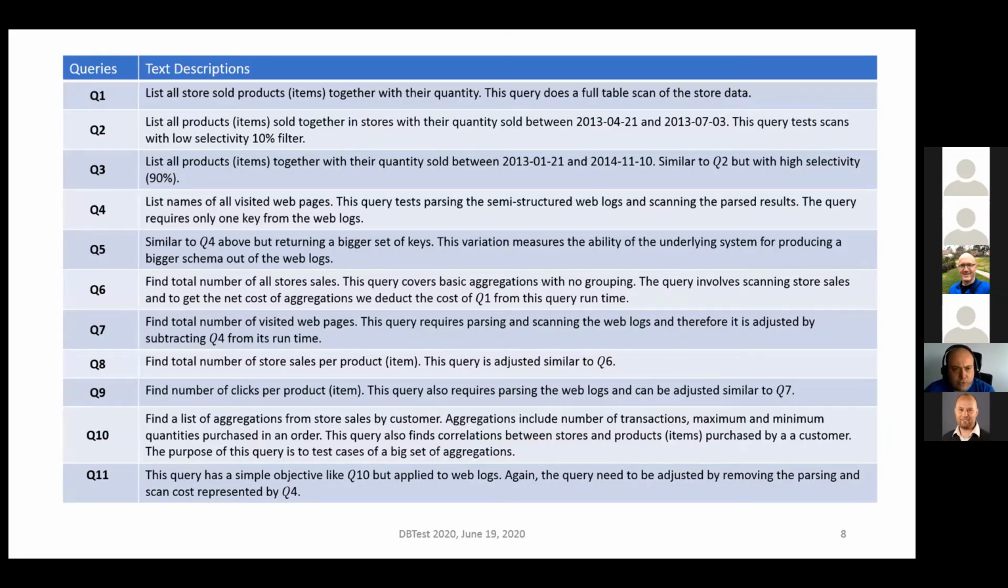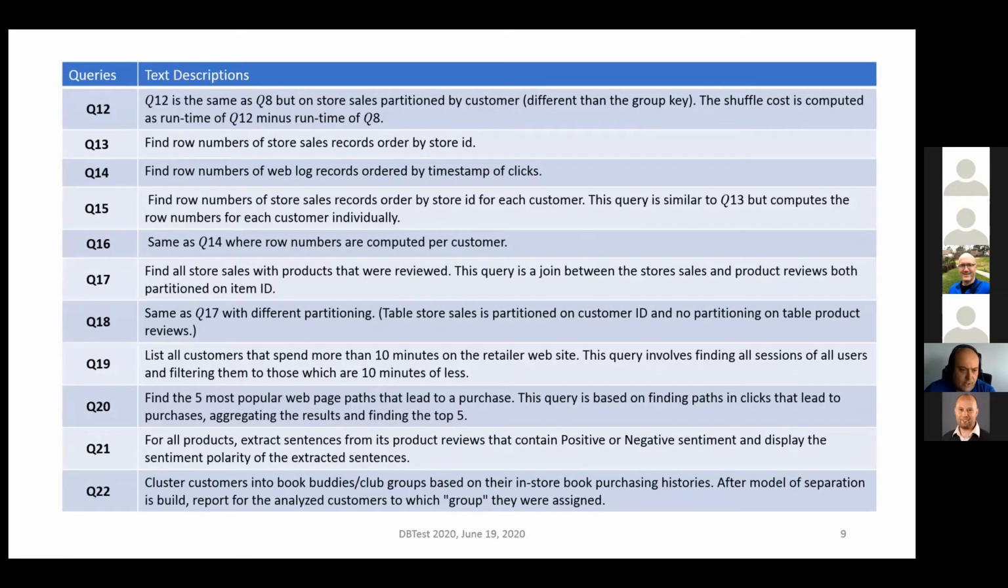Here I have 2 slides with the complete list of queries. So here are the first 11, and then we have another 11. And this is the textual description of the queries. We have it in the paper, and the idea is that everyone can take it and implement it for their engine. In this way, you are basically implementation independent.